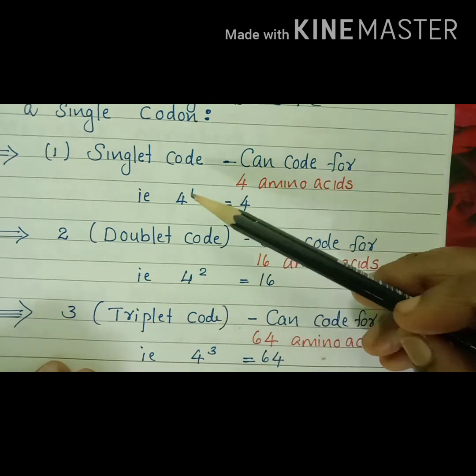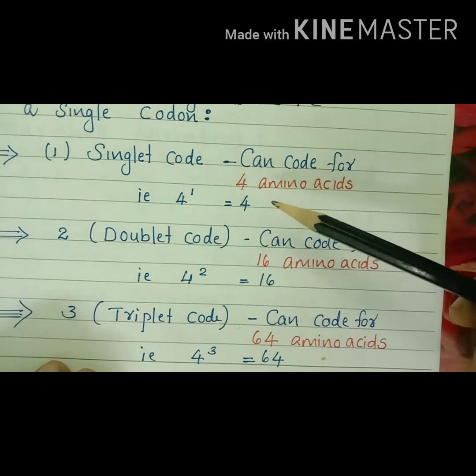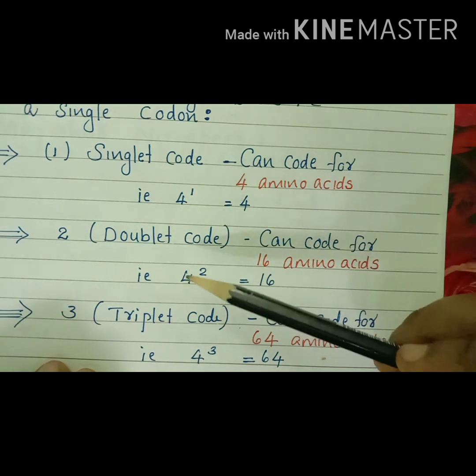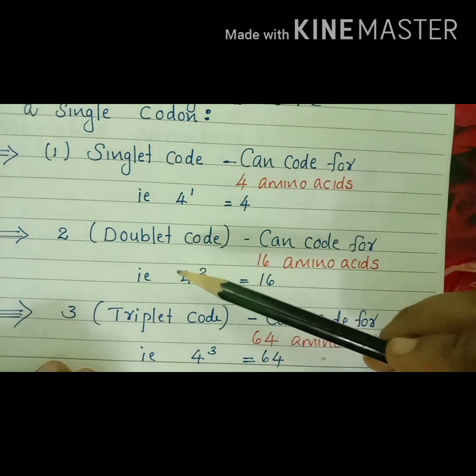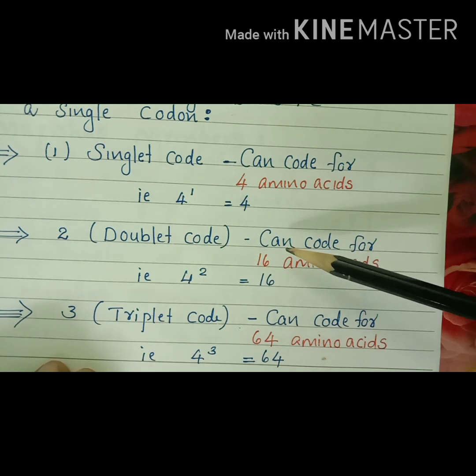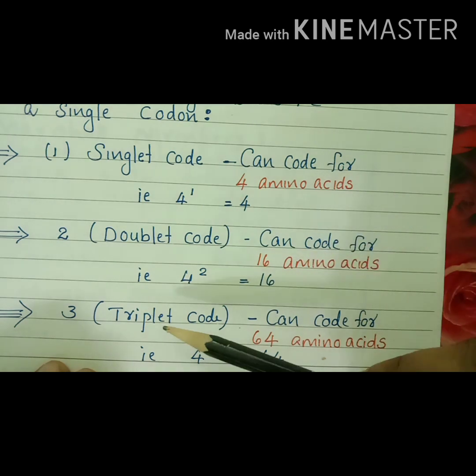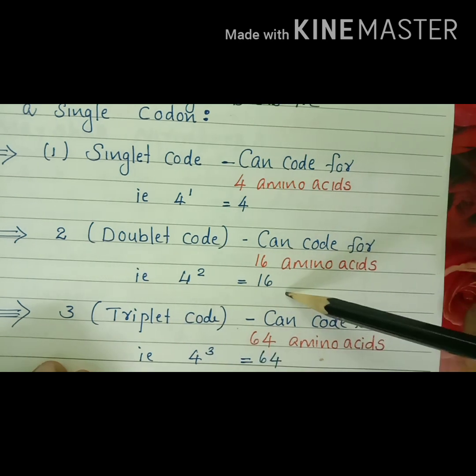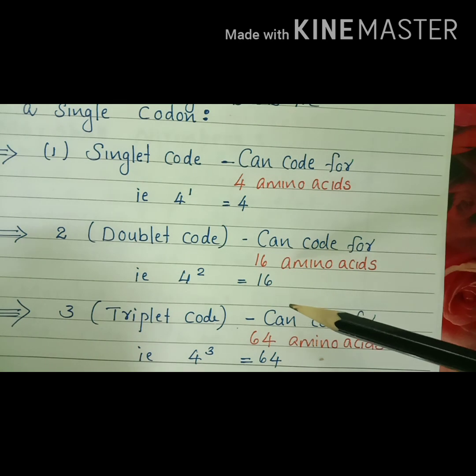If it is a combination of a single nitrogen base, only 4 amino acids are formed. If it is a combination of 2 nitrogen bases, only 16 amino acids are formed. So at least 3 nitrogen bases should be there in a codon in order to code for all the 20 amino acids. In this way, George Gamow proved that codons are triplet.